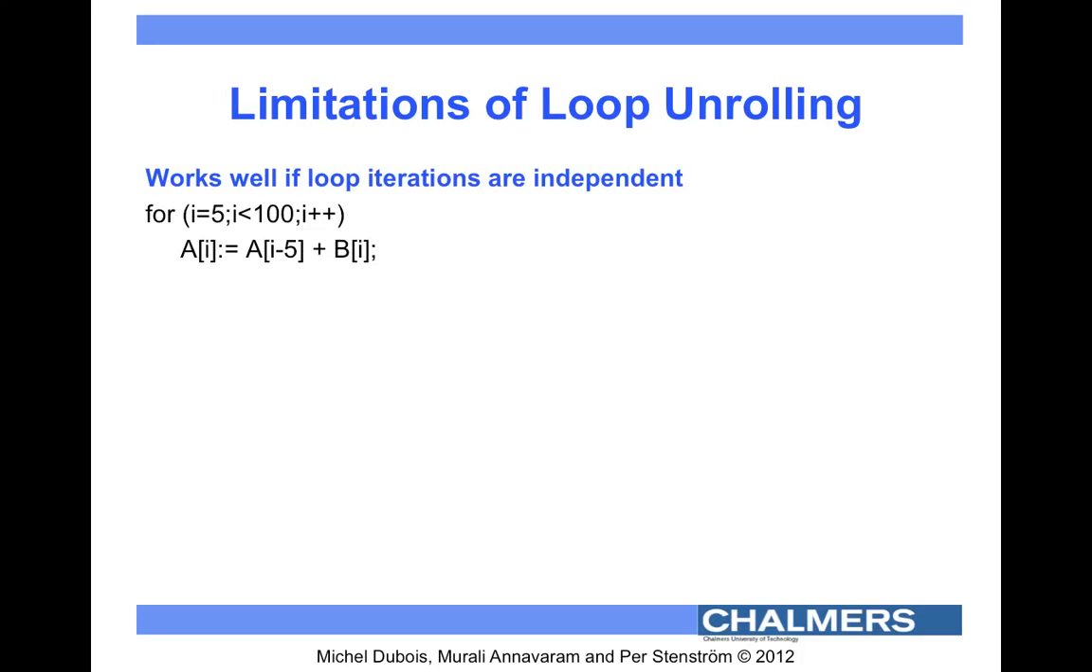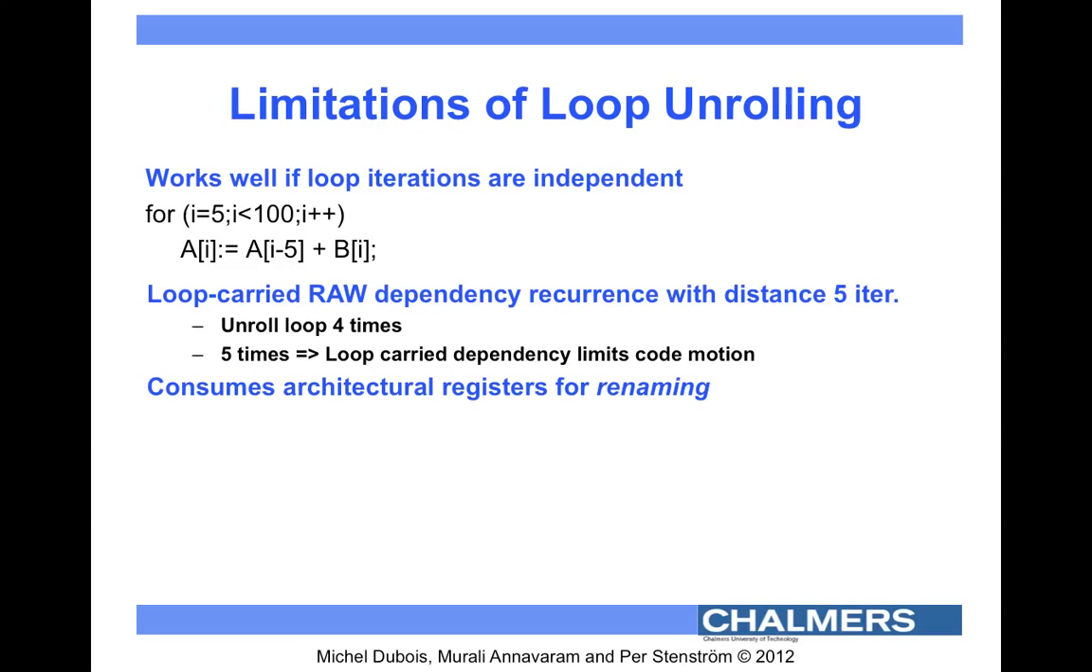So here is an example of iterations that depend on each other. Here the basic computation is such that in order to compute the vector element I, it depends on a of I minus 5. So there is what is called a loop carried read after write dependency recurrence with a distance of 5 iterations. So that puts a limit on how much we can unroll this loop. It can also only be unrolled 4 times.